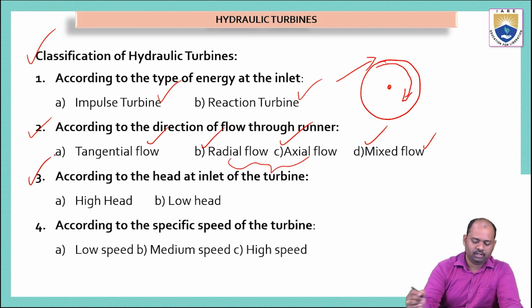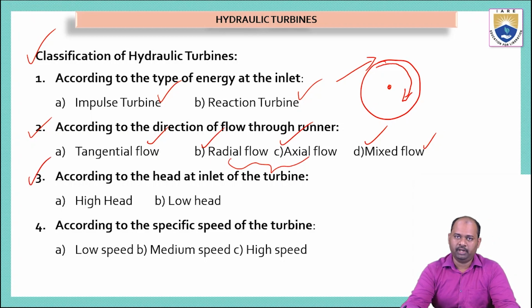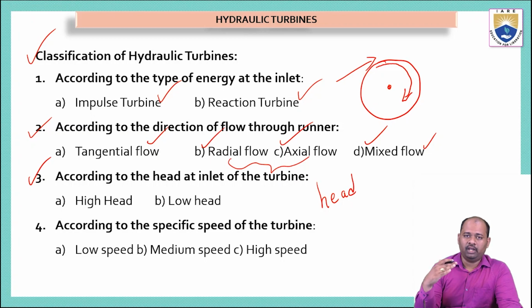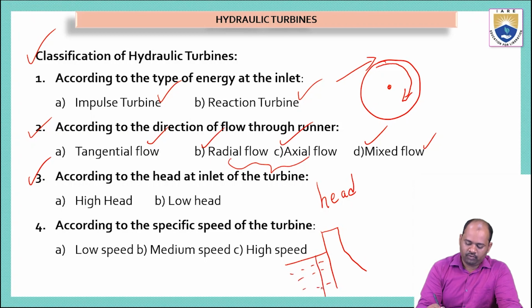And then the third one is according to the head at the inlet of the turbine. So we have to understand the terminology of hydraulic turbines, where we will call the head. Head is nothing but the height of water present in the container or a turbine. Behind the dam, the height of water is called the head. So when we have this dam structure like this, we have water here. The height of water from the ground level is called the head, which is denoted with H. So this is a dam.